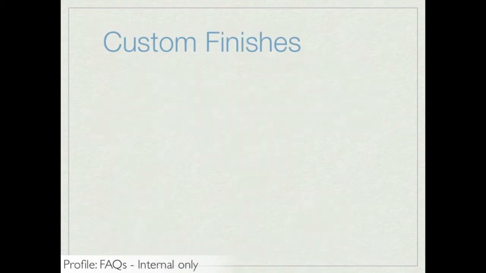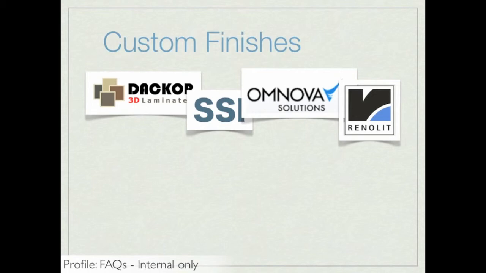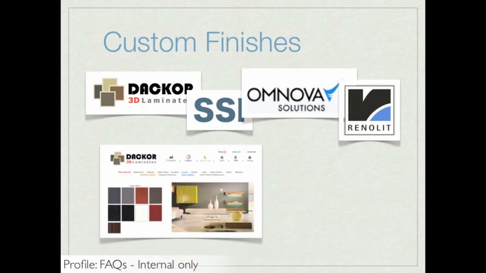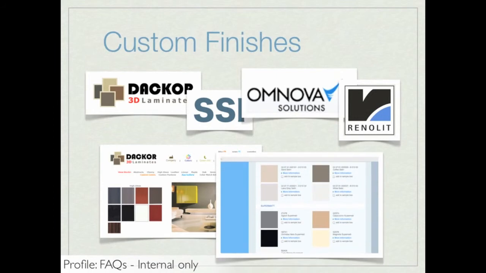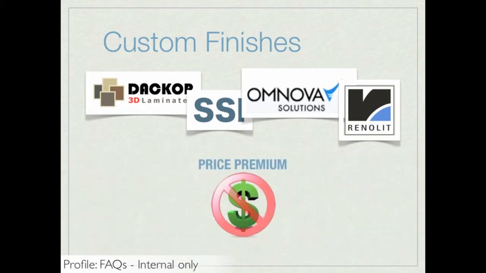Finishes can also be customized beyond the standard options. Dacor, SSI, and Omnova supply our standard finishes, and Renolit supplies our premium finishes. These suppliers have many more finishes available than what we show in stock on our website. Customers can pick from any other PVC finishes from Dacor, SSI, or Omnova, or choose from any of the PET finishes from Renolit. Fortunately, most of the finishes do not require a price premium.